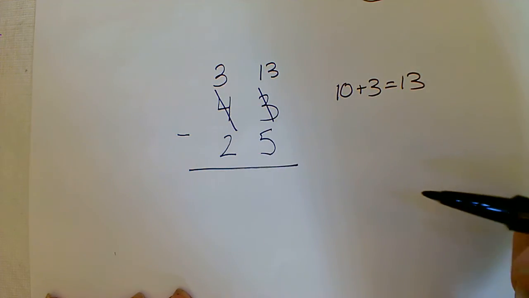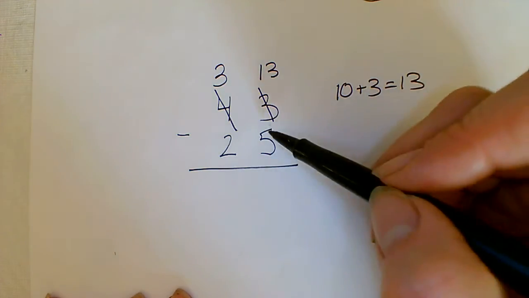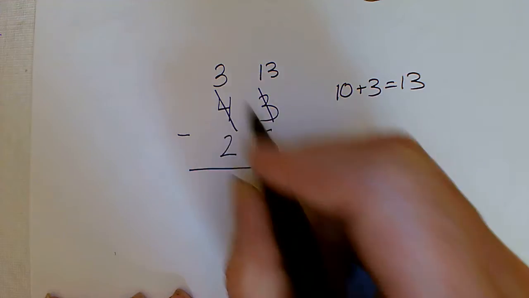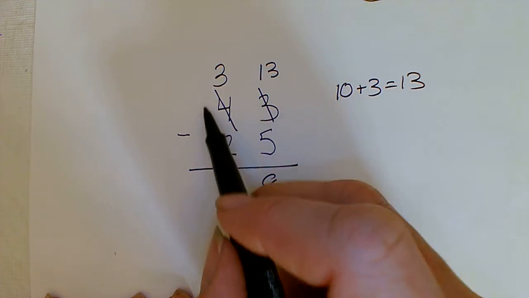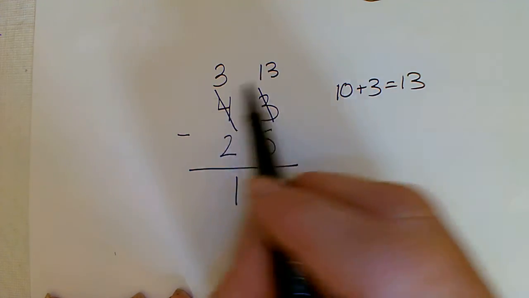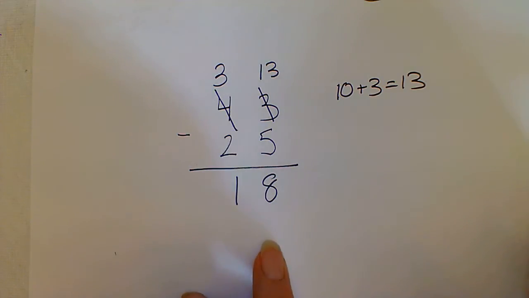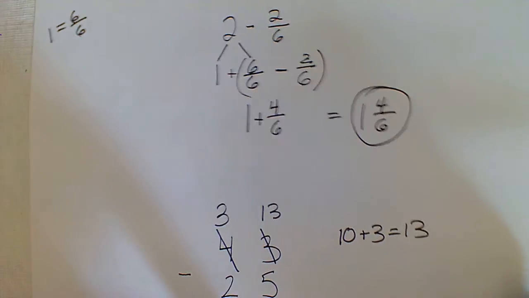And you know how to do this automatically. This is something you've been doing a lot. And then you just do 13 minus 5, which is 8, and 3 minus 2 is 1. So you're used to doing it this way. You know how to do it this way. Well, we're doing the same thing with the fractions. Only now we have fractions instead of having 1s and 10s.